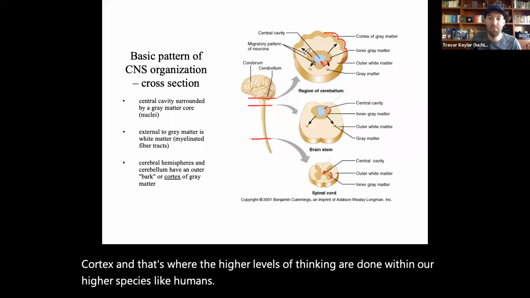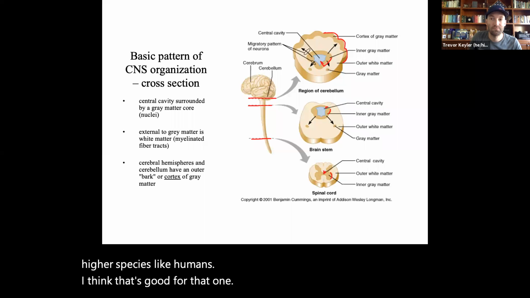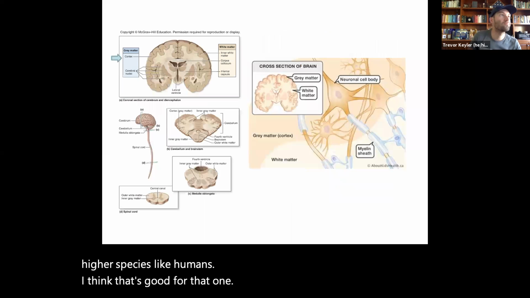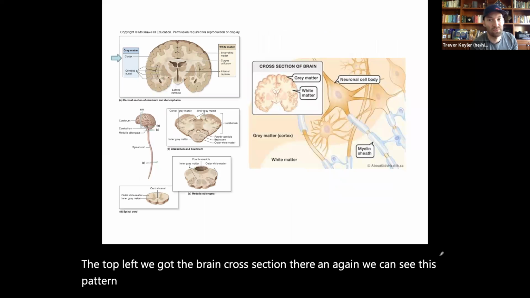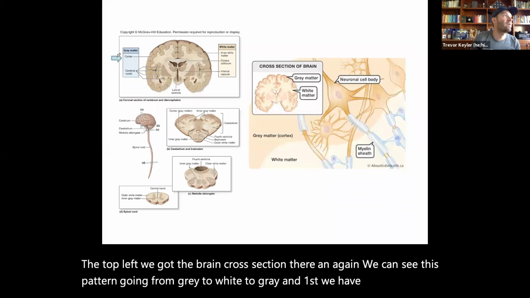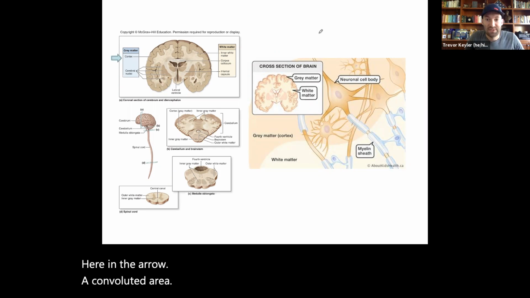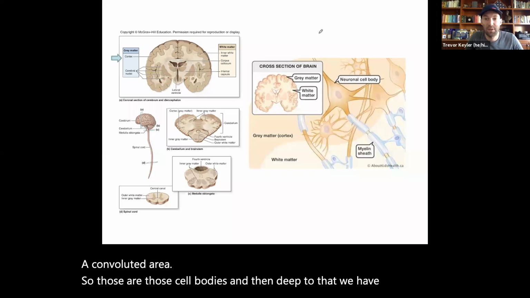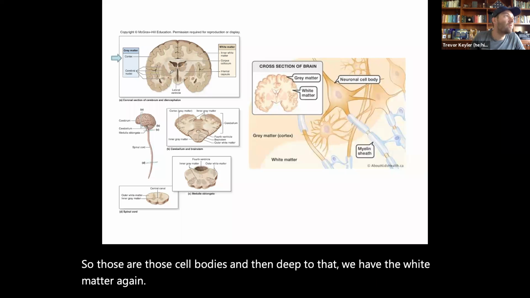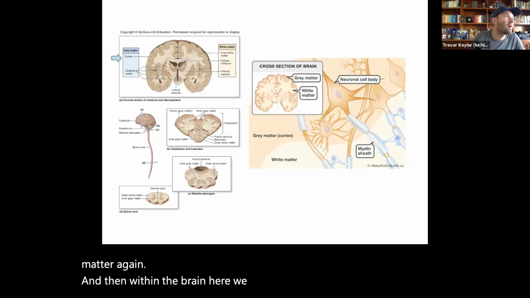I think that's good for that one. Okay, the top left, we've got the brain cross section there. Again, we can see this pattern going from gray to white to gray. First we have that outer cortex here, like the arrow, a convoluted area. Those are the cell bodies. Then deep to that, we have the white matter again. And then within the brain here, we have that inner layer of gray matter. You can see this on both sides here.